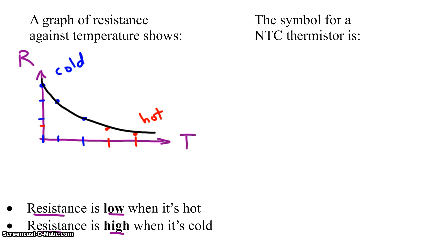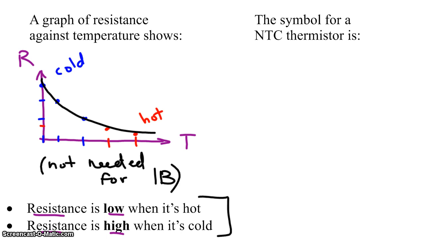This graph is not needed for IB. The reason I've included it is because I think it's a really nice way of visualizing how a thermistor acts as we change the temperature. But this is one of the very few cases where you'll ever hear me say you can ignore this for IB. You don't need to study it for the test. All you need to remember is these basic points right there.